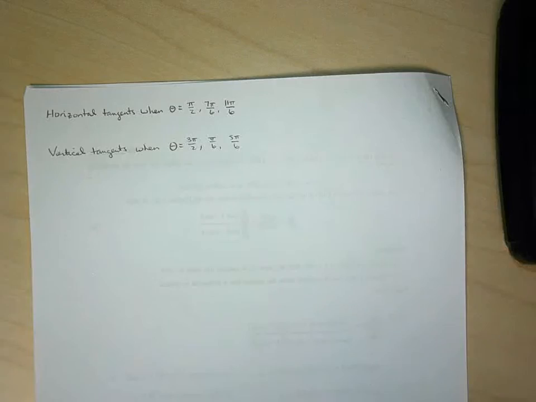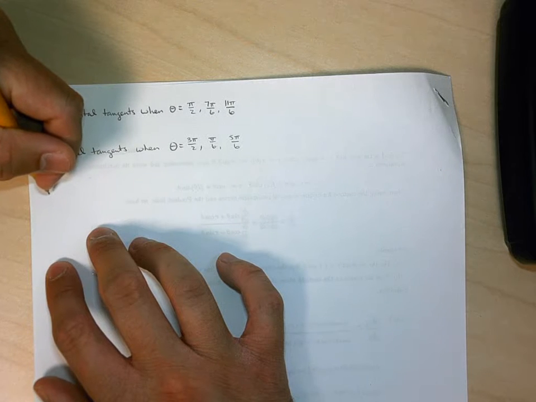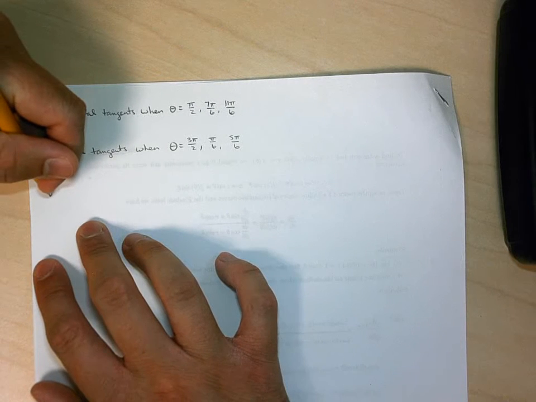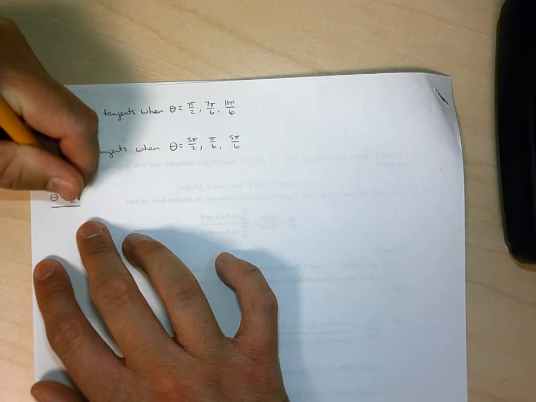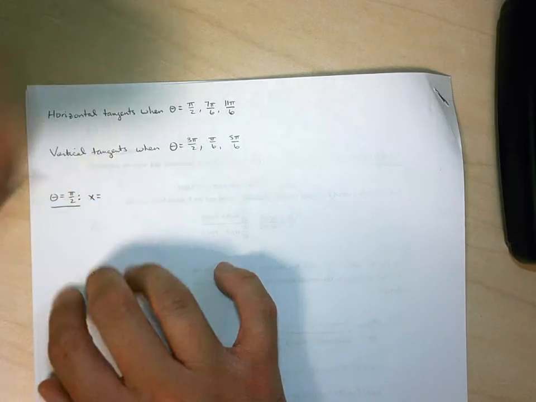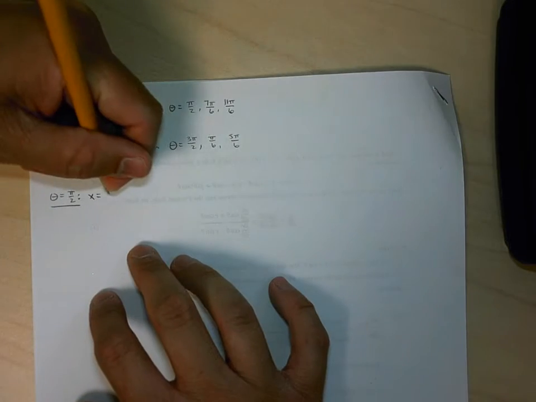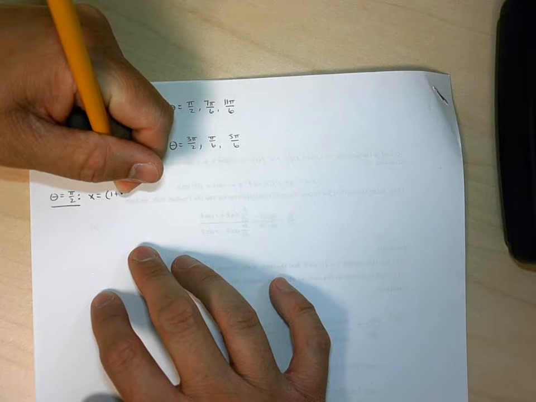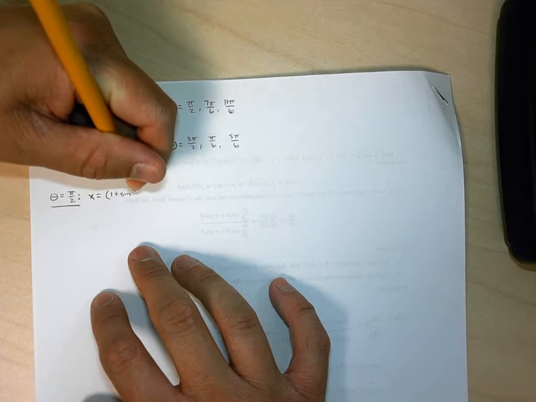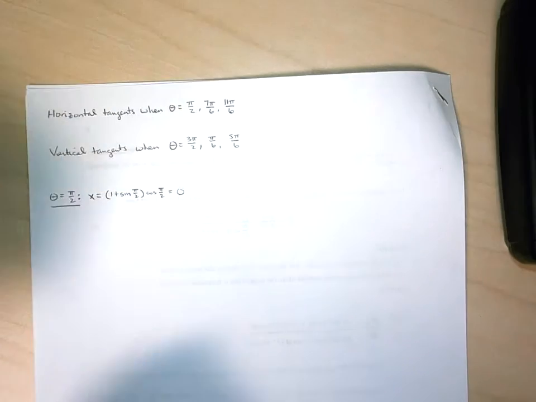So these are the thetas, but we want to know what are the points on the graph where this happens. So at pi over 2, well, x is equal to 1 plus sine theta times cosine theta. So 1 plus sine of pi over 2 times the cosine of pi over 2, so that's 0.